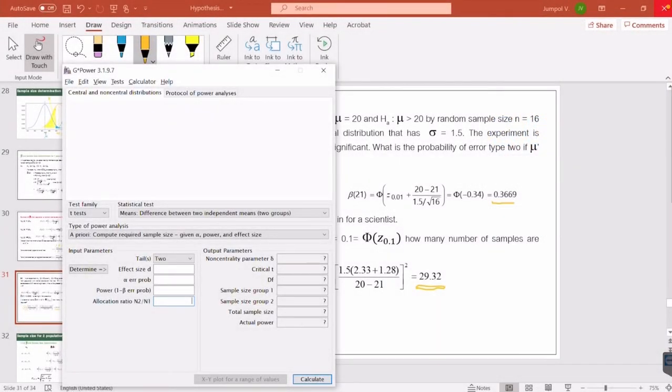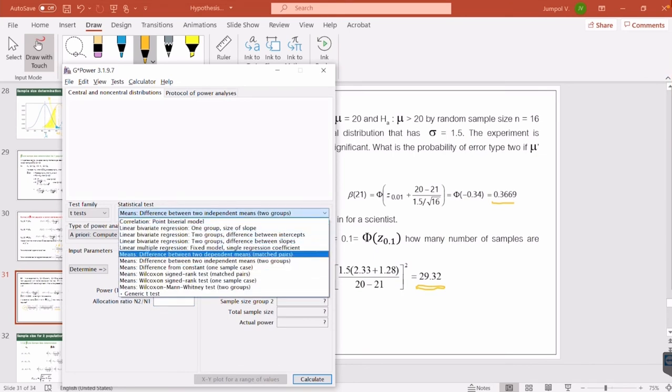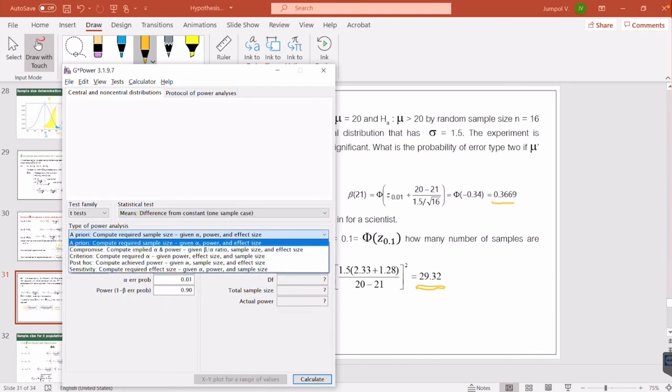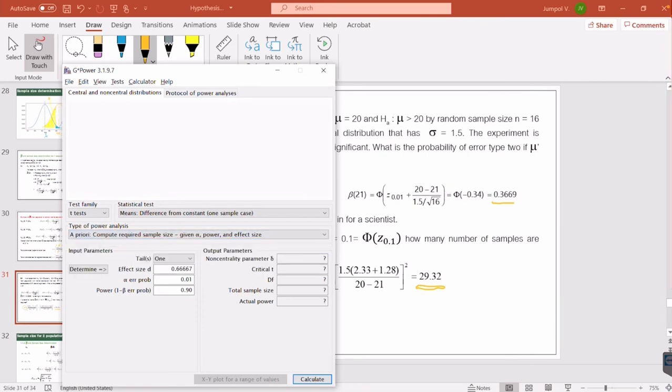So for the biscuit example, it is one population, one sample case, which is this one, mean different from the constant. Okay, and we use a priori to compute required sample size given alpha, power, and effect size. It is a one tail test.